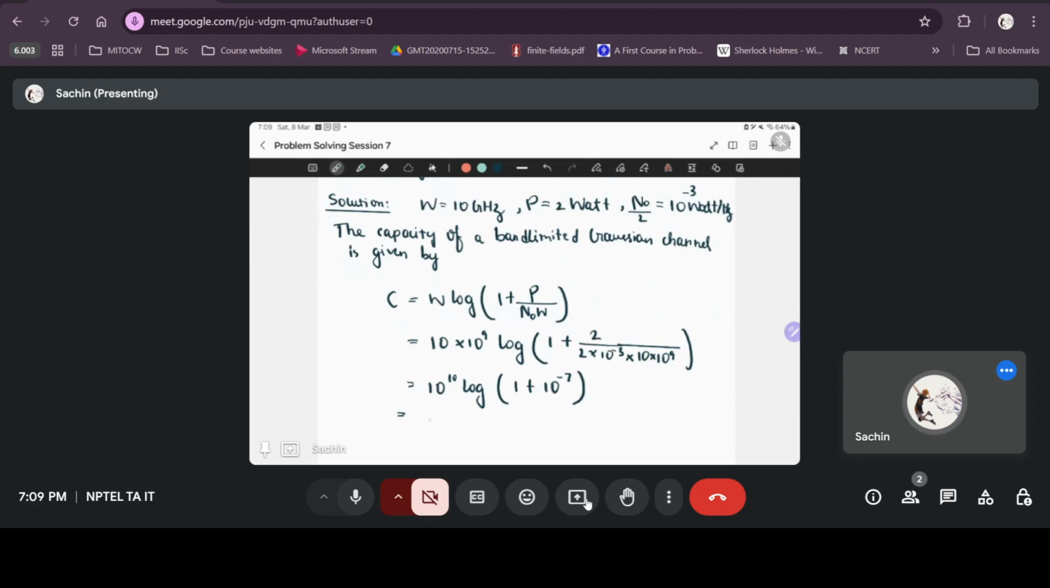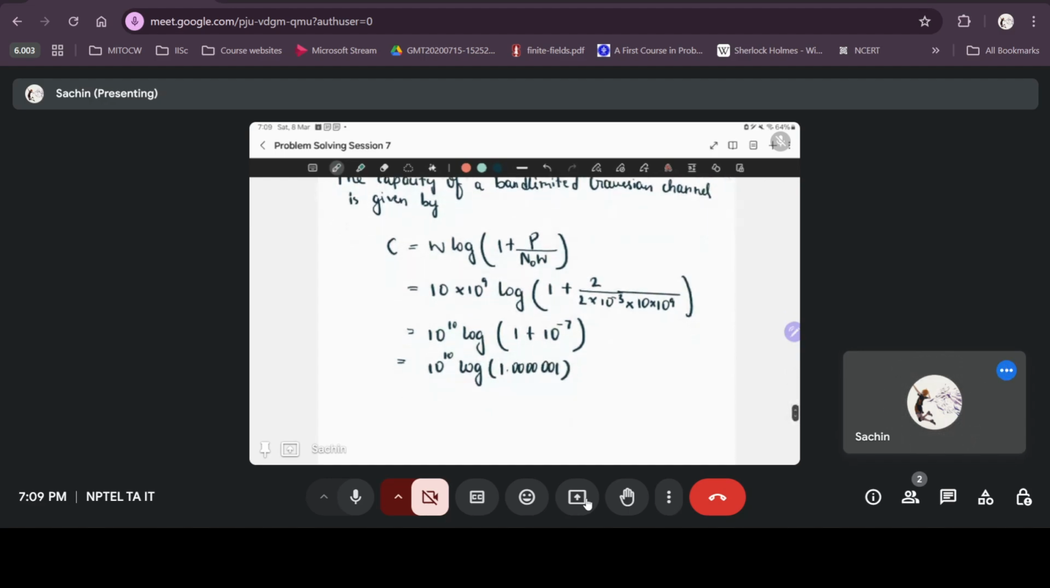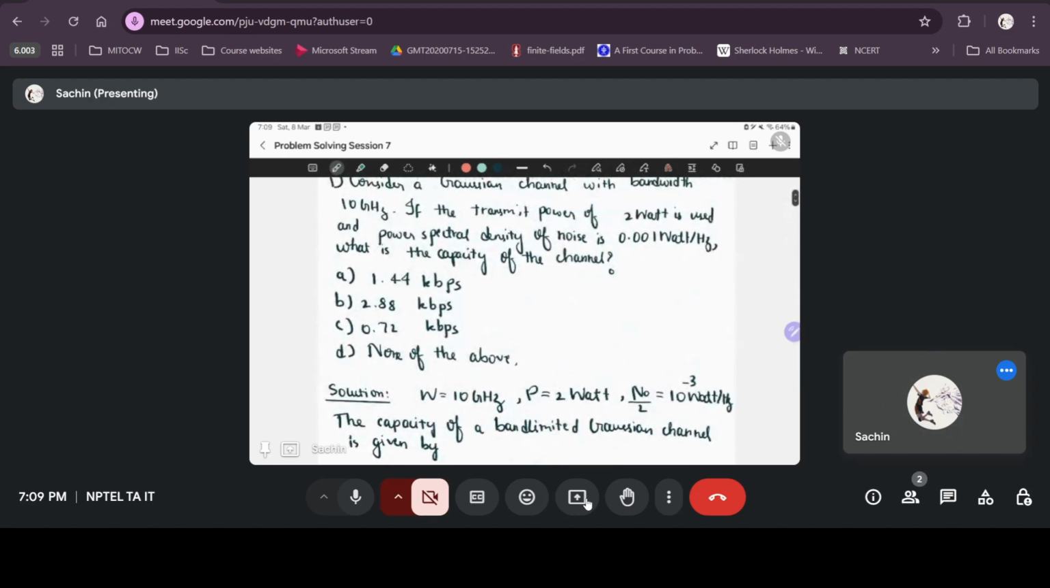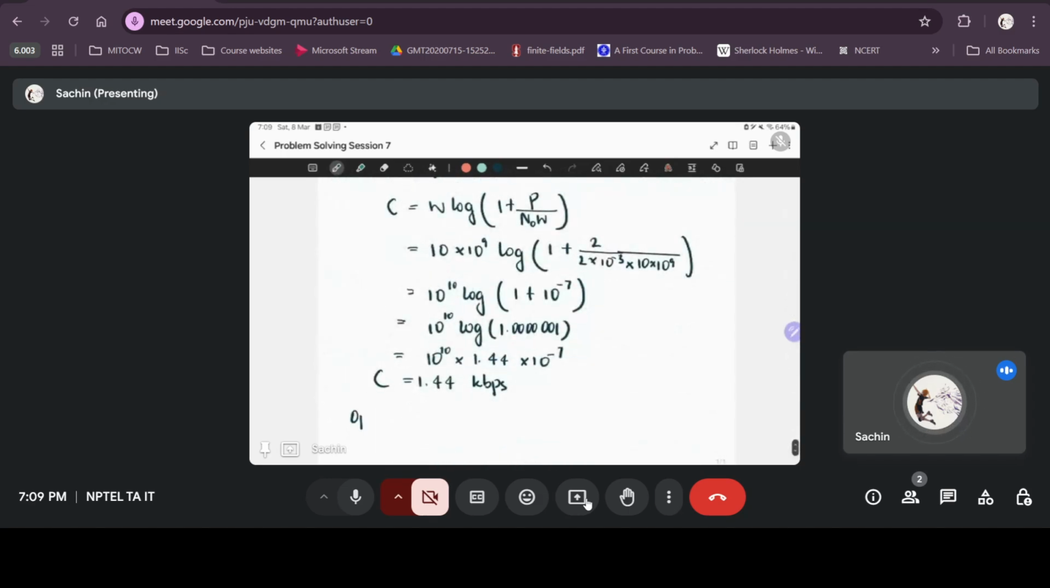And log of, so this is 1.0000001. This turns out to be 1.44 into 10 power minus 7. So this is 1.44 kilobits per second, which is option A.